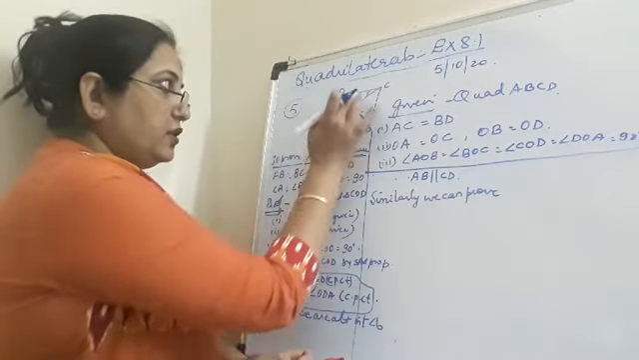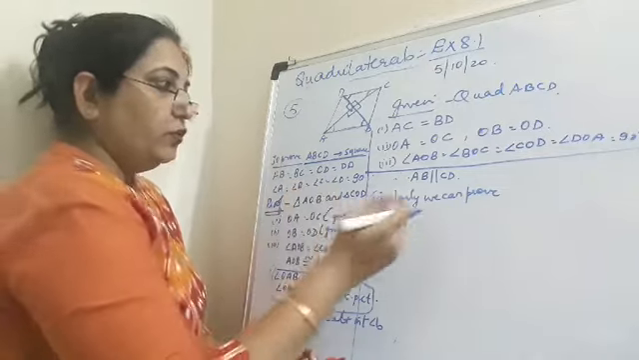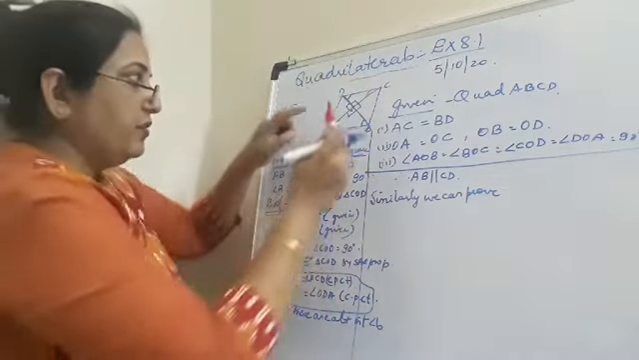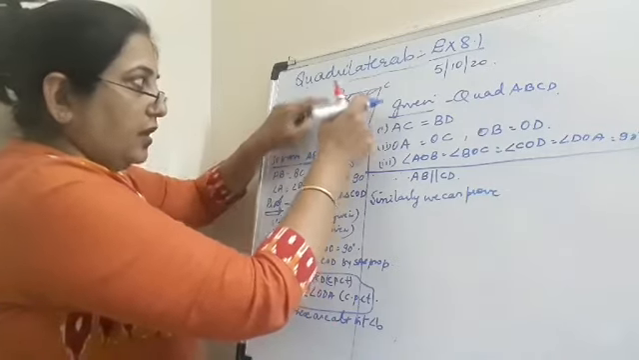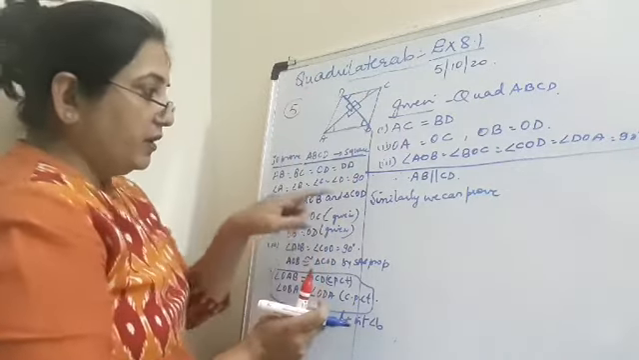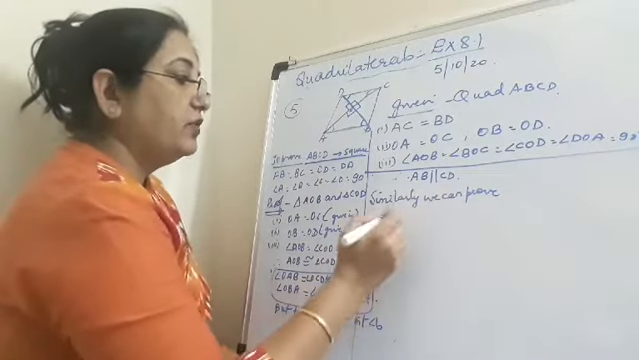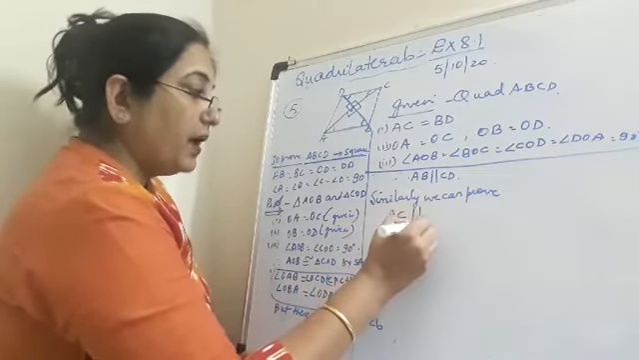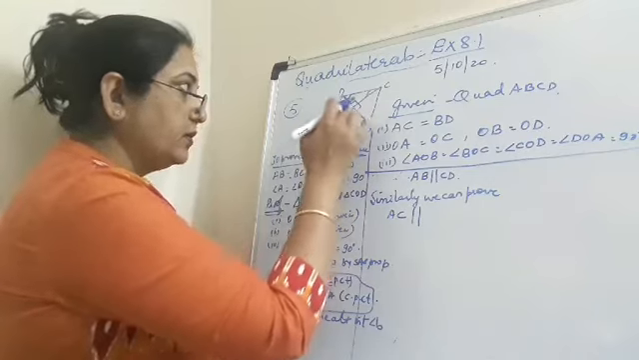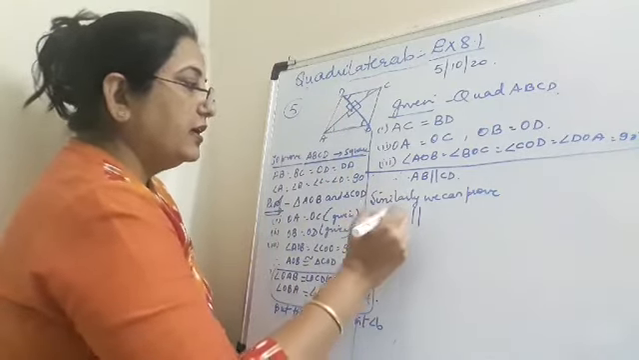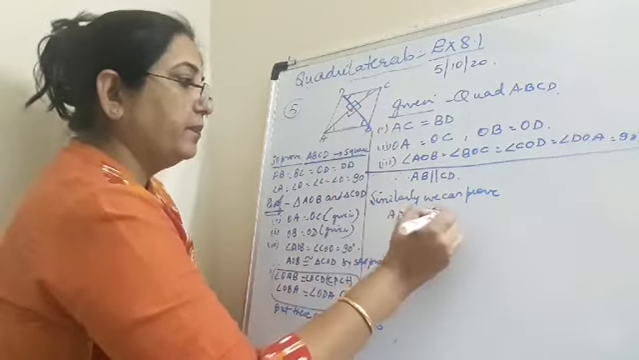Just now I have taken these two triangles. Now to prove that AD is parallel to BC, we have to consider these two triangles. So the same type of proof will be written for this other pair also. So we write similarly we can prove that AD is parallel to BC.